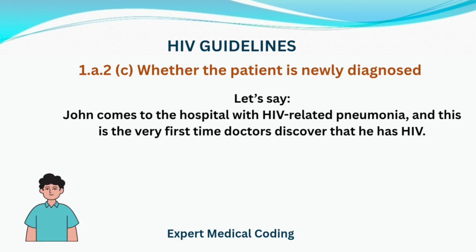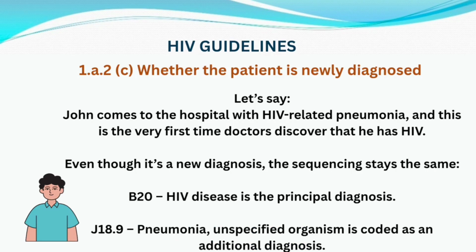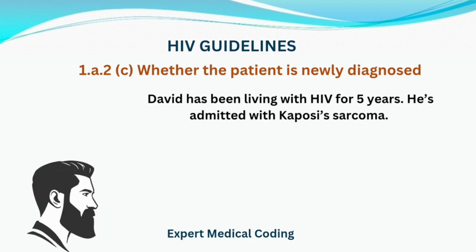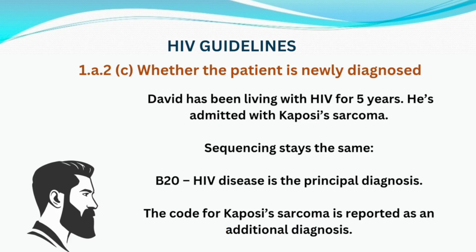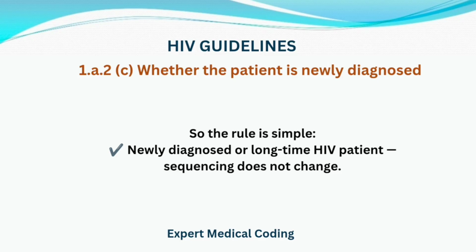Let's see an example. Let's say John comes to the hospital with HIV related pneumonia, and this is the very first time the doctor discovers that he has HIV. Even though it's a new diagnosis, the sequencing stays the same. B20 first and J18.9 as secondary. Now let's talk about another case. David has been living with HIV for the last 5 years. He's admitted with Kaposi's sarcoma. And here also sequencing stays the same. B20, HIV disease, as the principal diagnosis and the code for Kaposi's sarcoma is reported as an additional diagnosis. So the rule is simple. Newly diagnosed or long-term HIV patient, sequencing does not change.